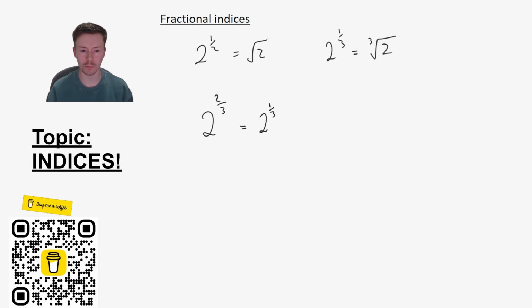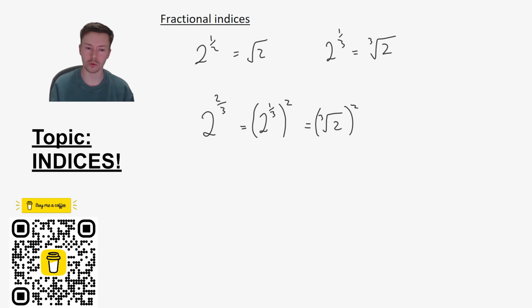Now when do I multiply my powers? Well, I multiply them when I have the brackets. So 2 to the power of a third, squared. Now I can rewrite 2 to the power of a third, that's the cube root of 2. So I've got the cube root of 2 squared. Now that's not particularly useful with 2 to the power of 2/3 because we can't actually work this out.